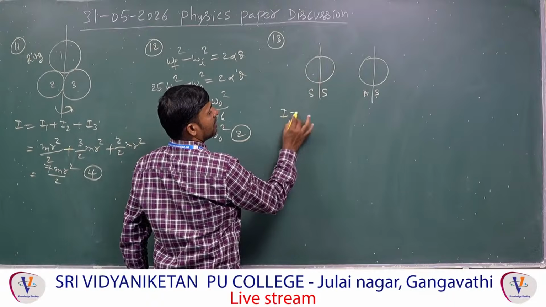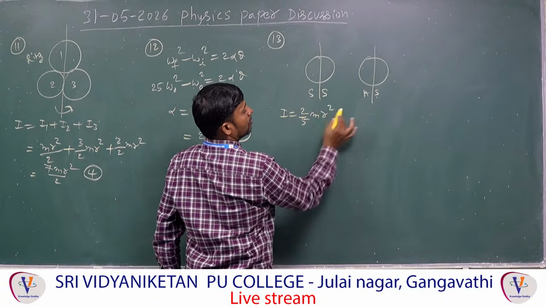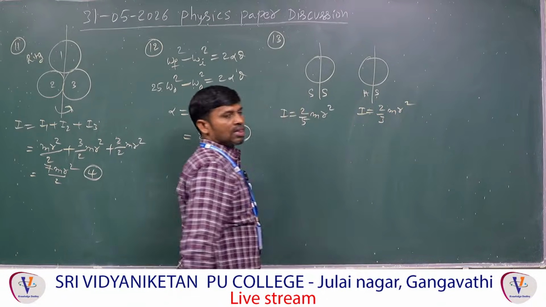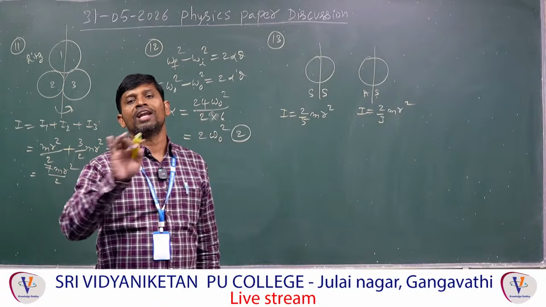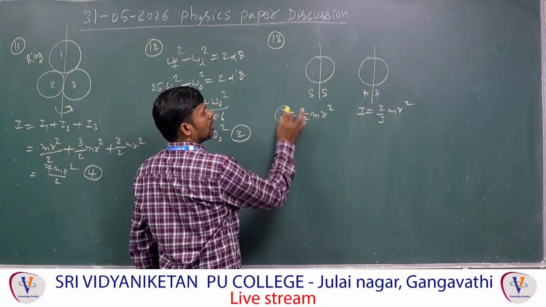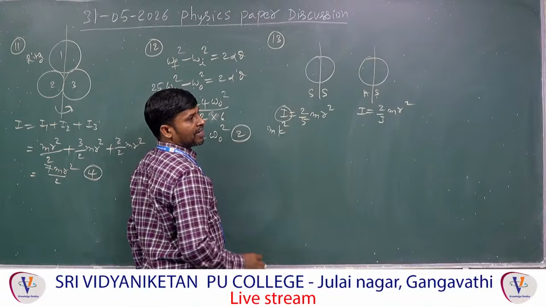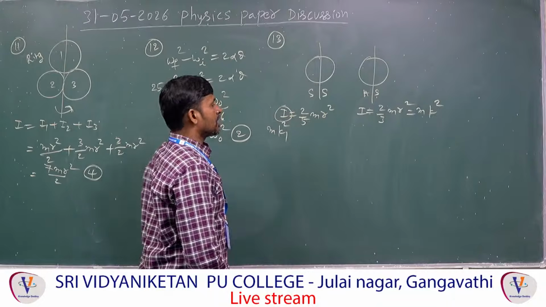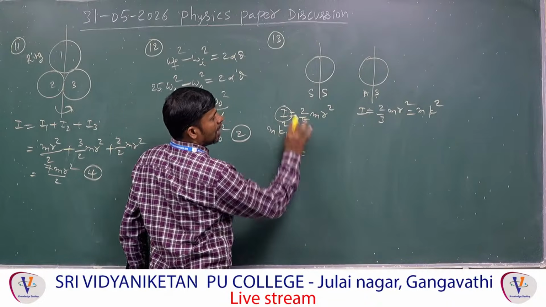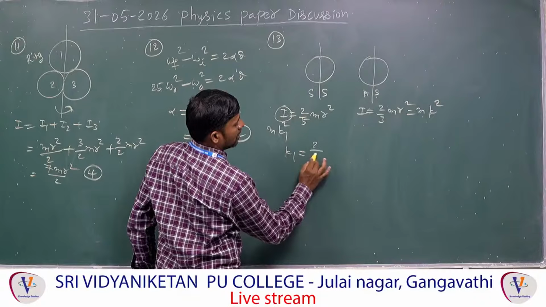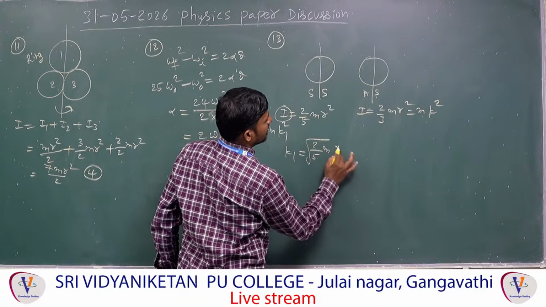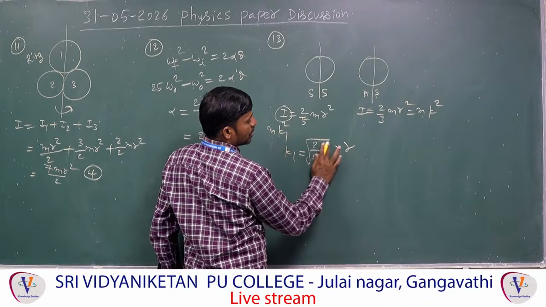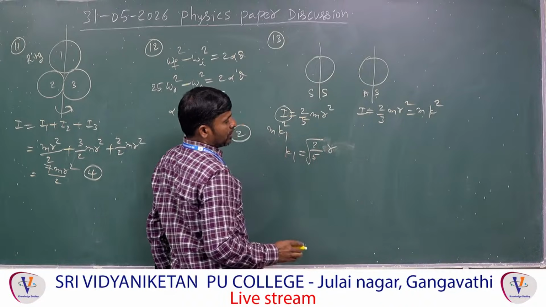What is the moment of inertia for the solid sphere? 2 by 5 mr square. For the hollow sphere, 2 by 3 mr square. Those are the moments of inertia about their own axis. Already we know that moment of inertia is nothing but mk square, so this value is also equal to mk square. What is the value of k1? Apply root: root 2 by 5, take the r value outside, the m value cancels.